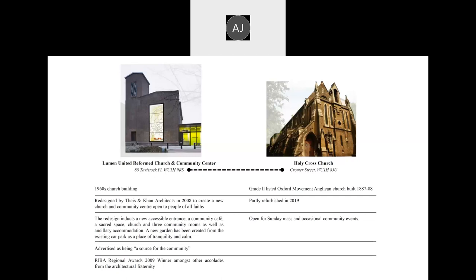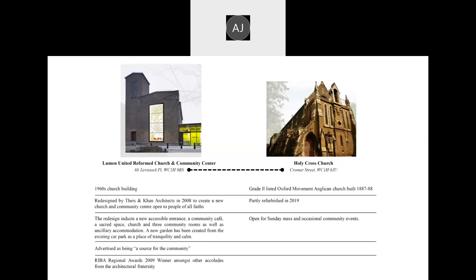Lumen United Church was initially built in the mid-19th century. However, it was seriously damaged during the Second World War as a result of the bombing and therefore reconstructed in the 1960s. Now, what you see in front of you is a further refurbishment of it that was done by Thiessen Khan in 2008. It is a RIBA award-winning building.